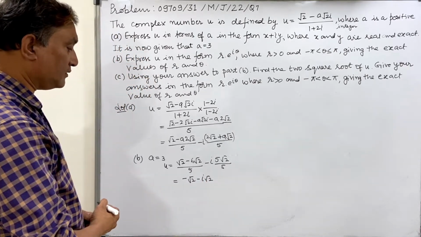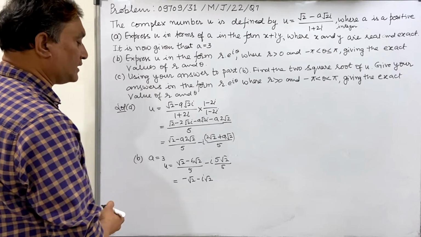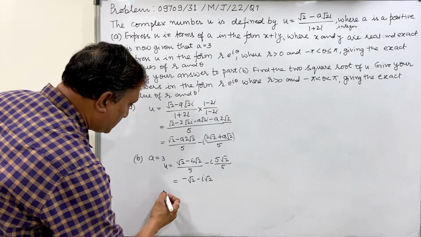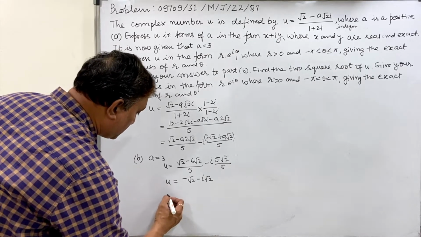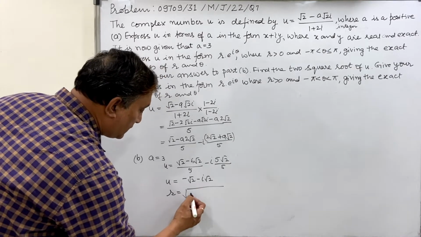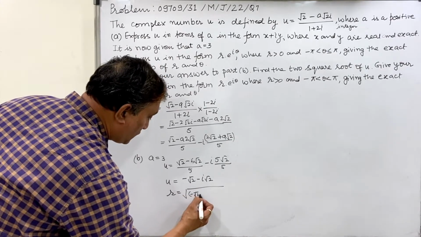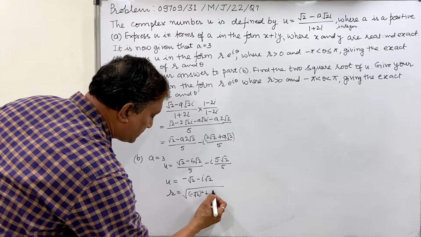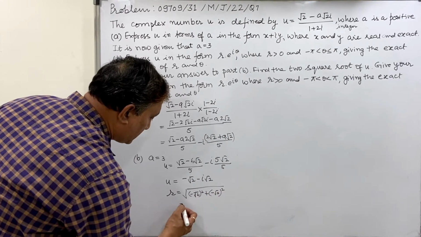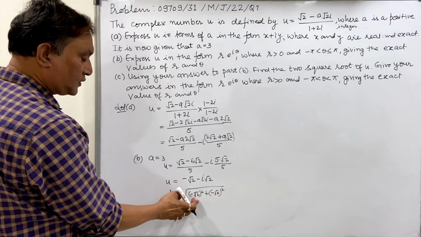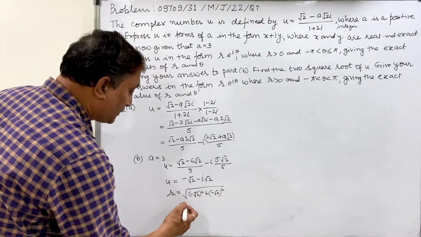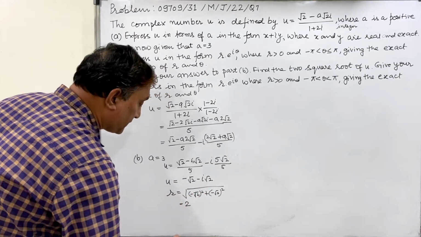Now this is the value of u, and we need to convert it into the form of r and theta. So r equals the square root of (minus root 2) squared plus (minus root 2) squared. That would be root 2 squared is 2, and here also 2. 2 plus 2 is 4, square root, so the value of r would be 2 here.